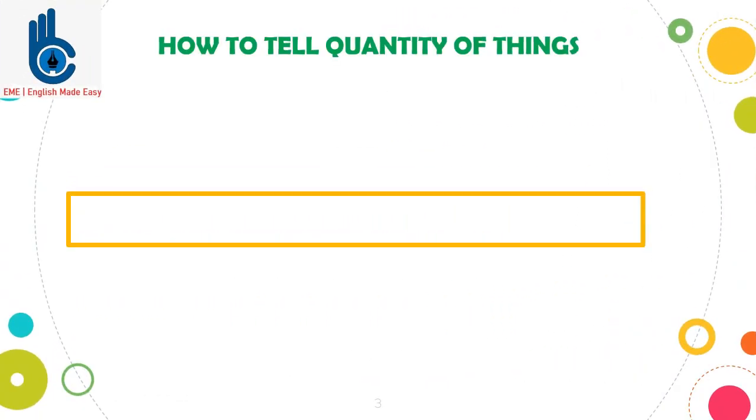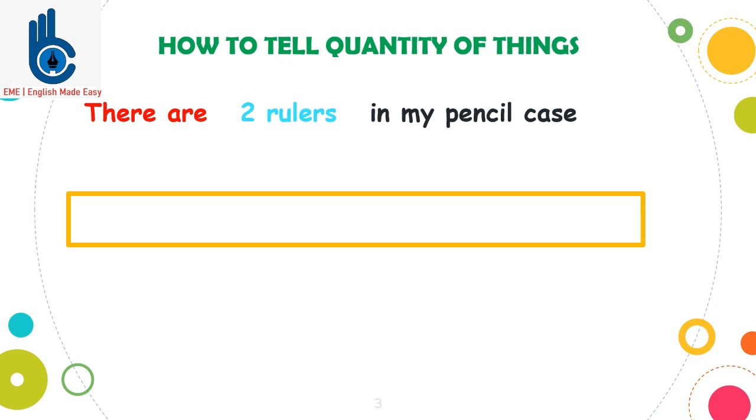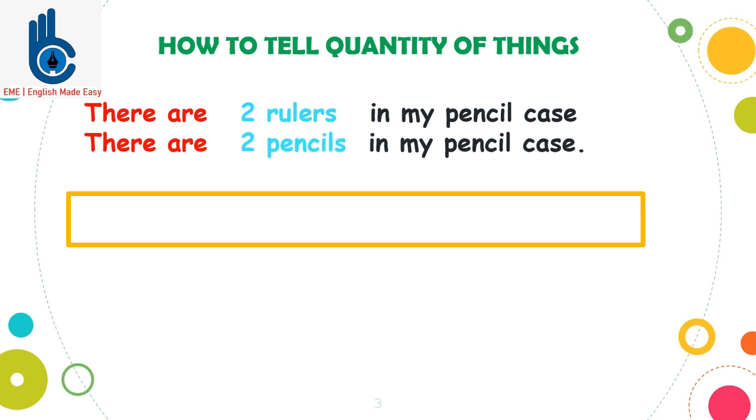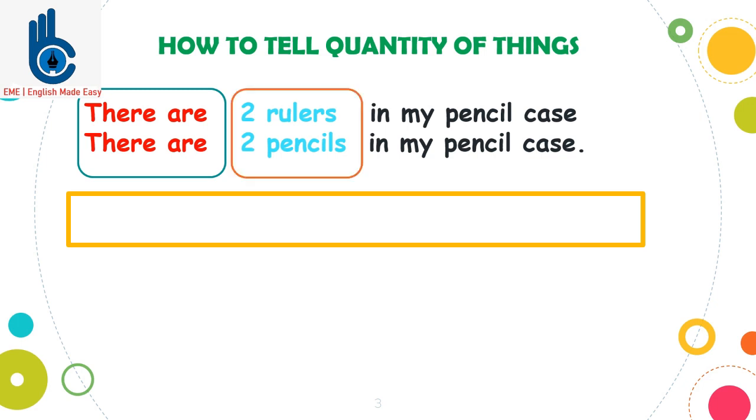Now we will learn how to tell quantity of things. Bagaimana cara memberikan informasi atau memberitahu jumlah benda. From the dialogue, we can see some examples of how to tell quantity of things. There are 2 rulers in my pencil case. There are 2 pencils in my pencil case. Do you see the similarities between 2 of the sentences? Both of them start with there are, followed with the name of the object.